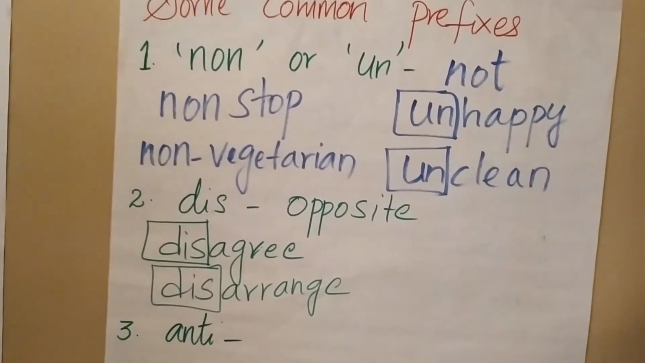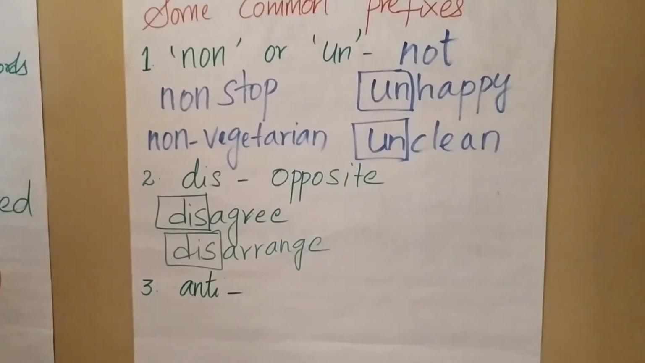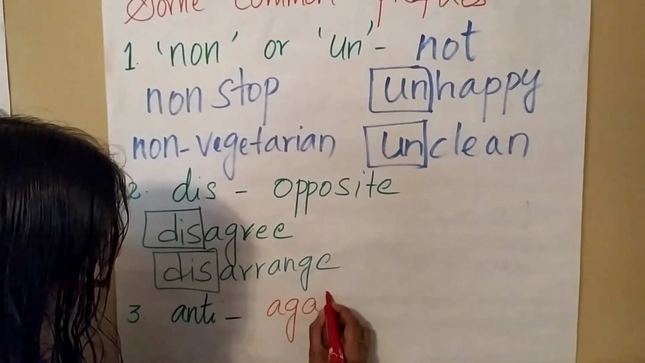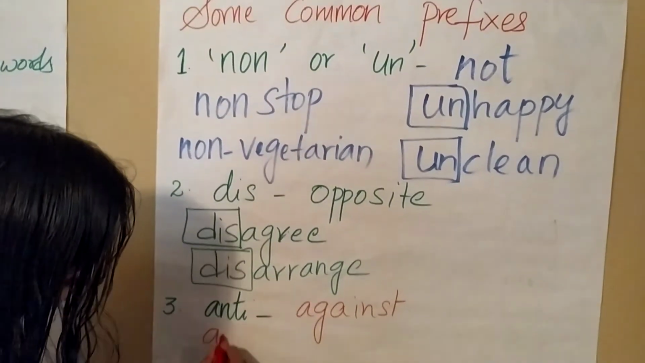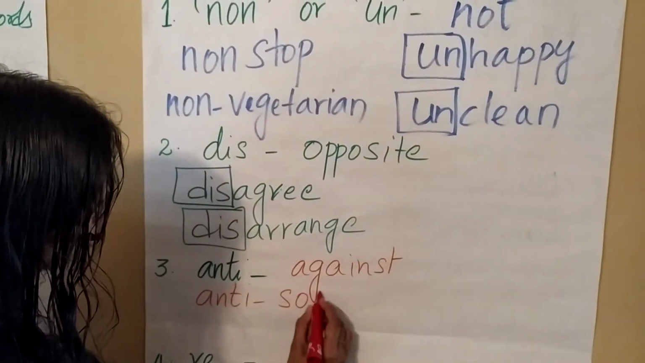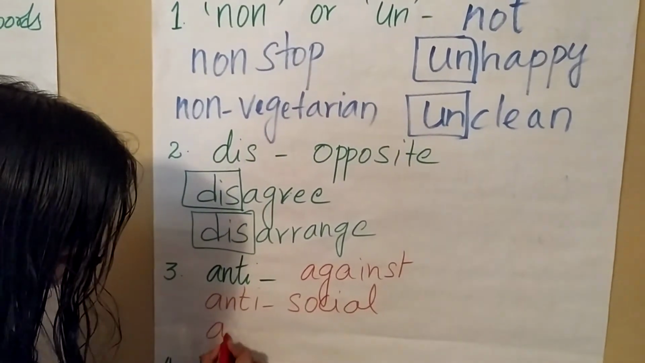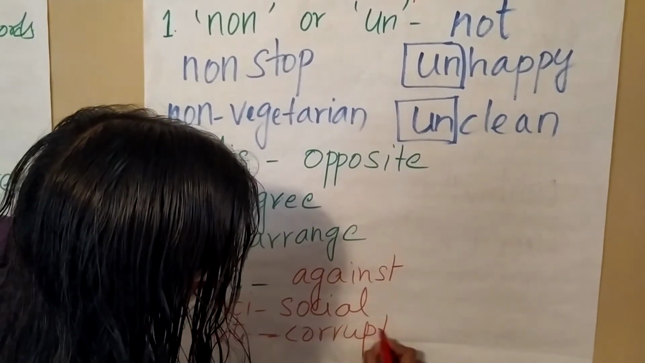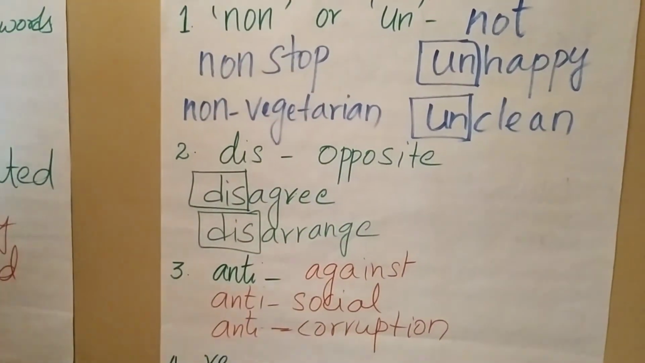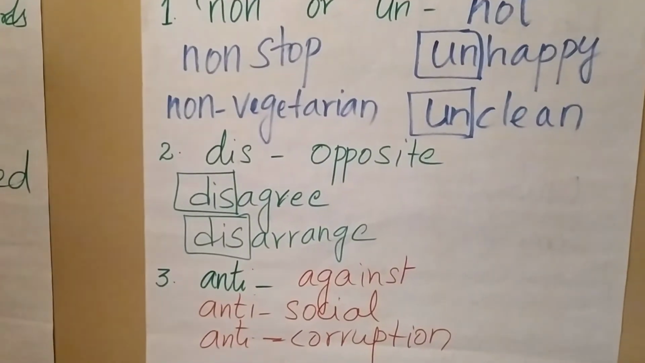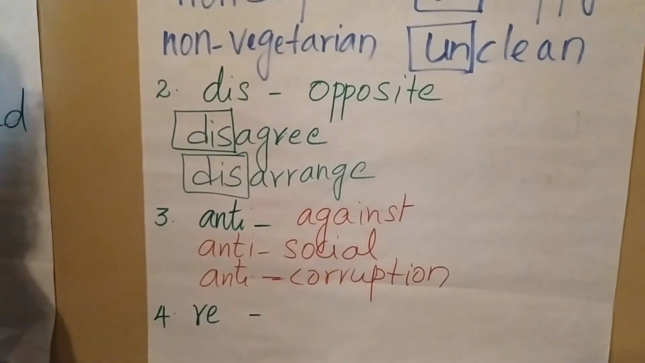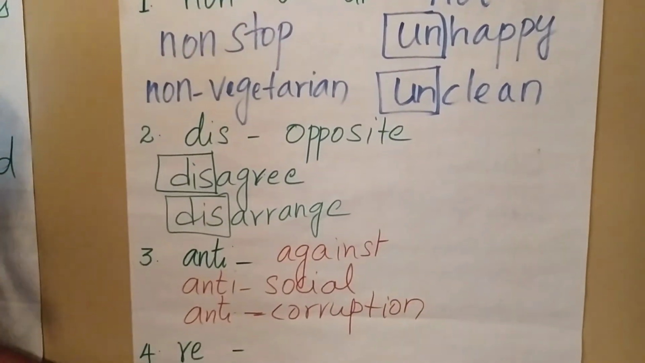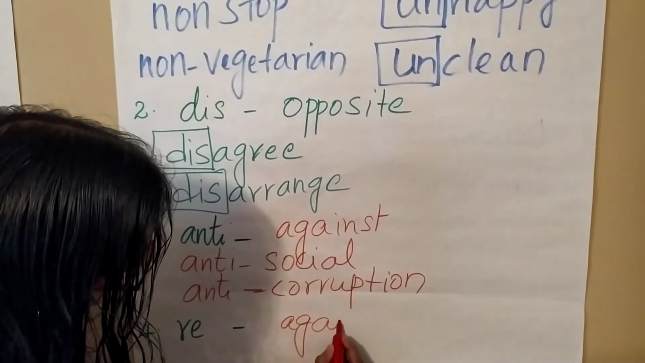Okay. The next common prefix is anti. Anti is against. Like I have mentioned previously, anti-social, anti-corruption. So if you are fighting against corruption, that's anti-corruption. Okay? And then we have another one. Of course, there are many prefixes, but I'm just mentioning a few of them here. That is re. Re, it means again.